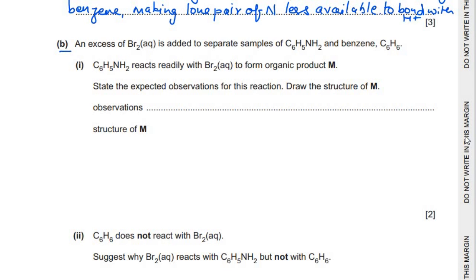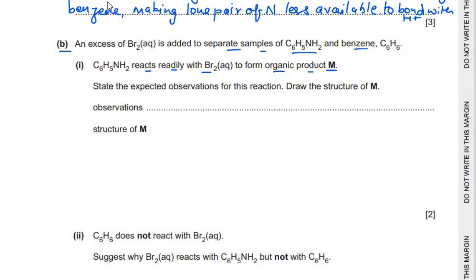Okay, so the next part is: an excess of Br2 is added to separate samples of phenylamine and benzene. So phenylamine reacts readily with bromine to form organic compound M. State the expected observation for this reaction and draw the structure of M.